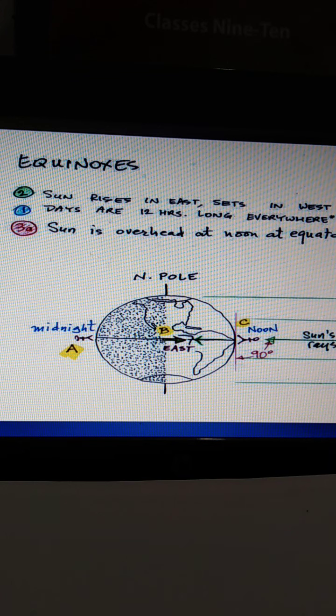Dear students, look at the figure. On 23rd September, the sunlight falls through the equator. As a result, the North Pole and South Pole get equal sunlight from the Sun. Consequently, day and night become equal in the countries of the Northern Hemisphere and Southern Hemisphere.